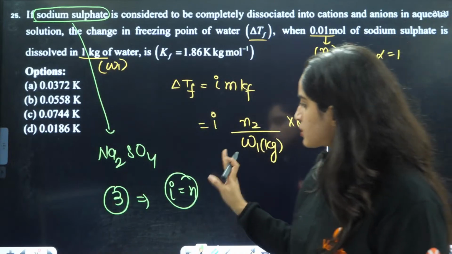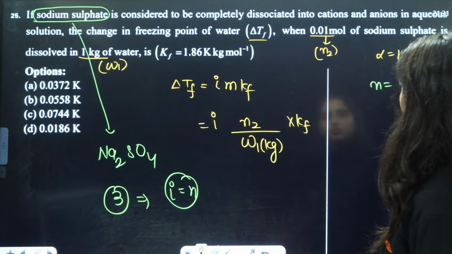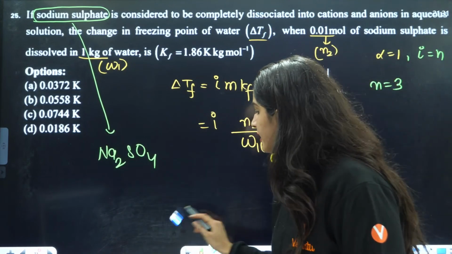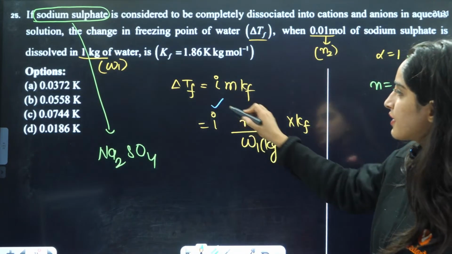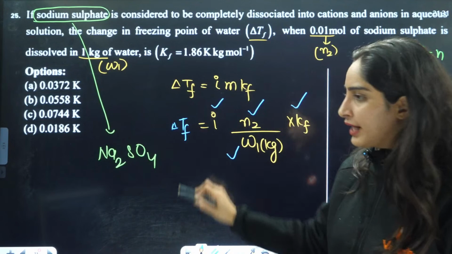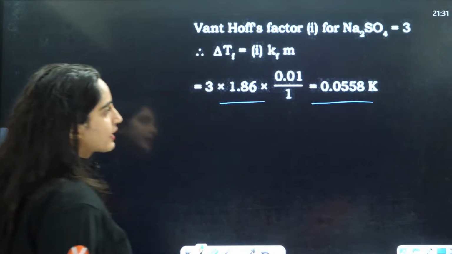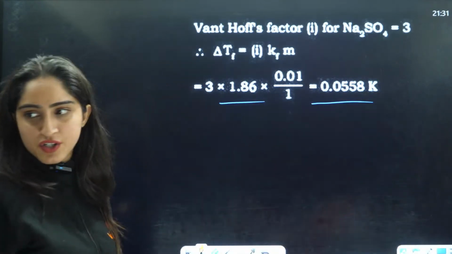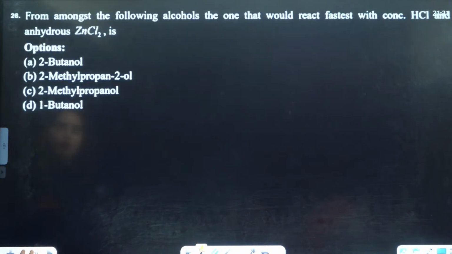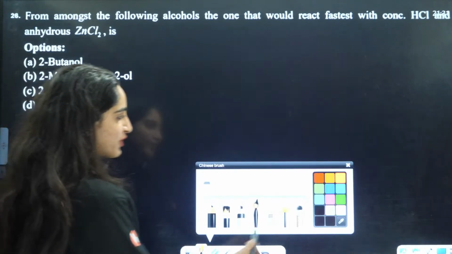So for your answer, n is equal to 3, i is equal to n, you can write here. Hence, you can directly put the values here. i is given to you, N2 is given to you, W1 is given to you, Kf is given to you. You can easily calculate the value of delta Tf by just putting the values here. Simple question. Yes everybody, is everything clear to all of you or not? Okay, I think there is one more question, so good for you.